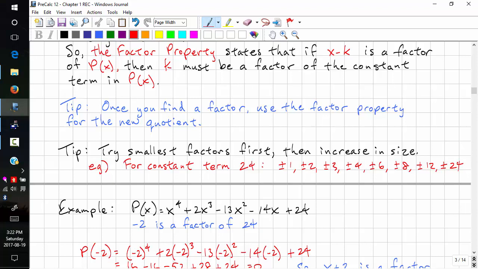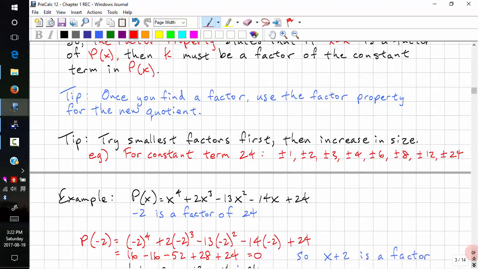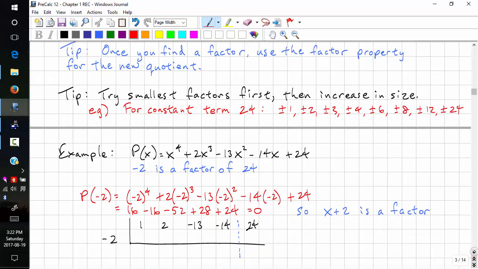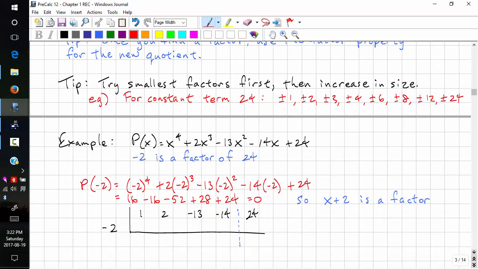As an example, we have x to the power 4 plus 2x cubed minus 13x squared minus 14x plus 24. Negative 2 is a factor of 24, so we put negative 2 in here. Negative 2 to the power 4 plus 2 times negative 2 to the power 3 minus 13 times negative 2 to the power of 2 minus 14 times negative 2 plus 24.